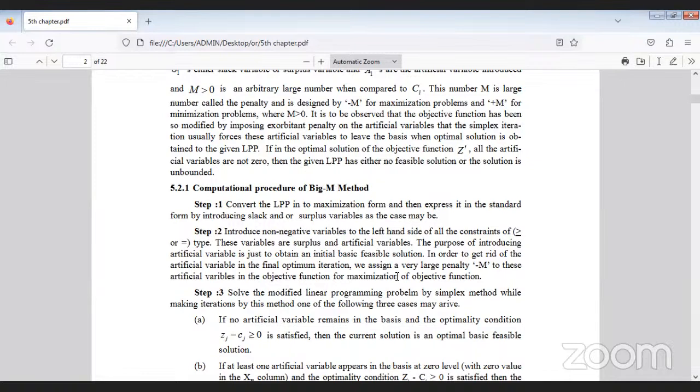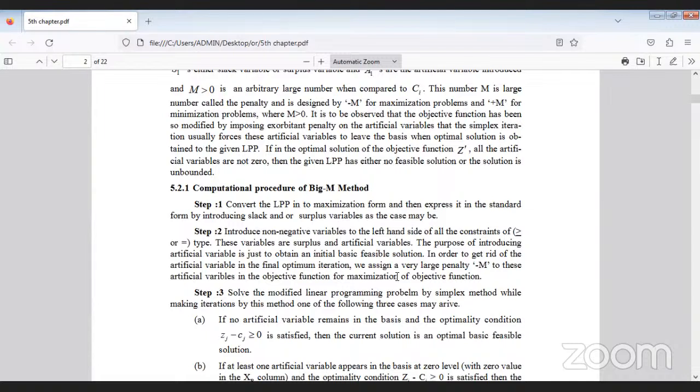In order to get rid of the artificial variables in the final optimum iteration, we assign a very large penalty, minus M, to these artificial variables in the objective function of maximization. Then solve the modified linear programming problem by the simplex method. While making iterations by the method, the following cases may arise.